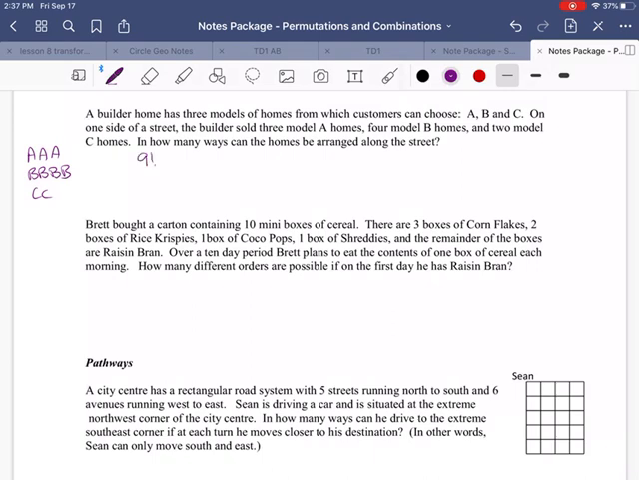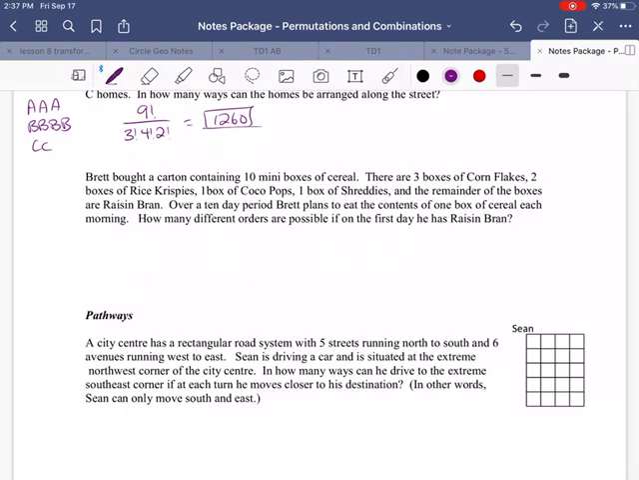So, if you think about this as like the families that are moving in, there's 9 families, so you could swap them all out. But the homes are the same, so we're going to go 9 factorial divided by 3 factorial, 4 factorial, 2 factorial. So there's 1,260 different arrangements of the houses.